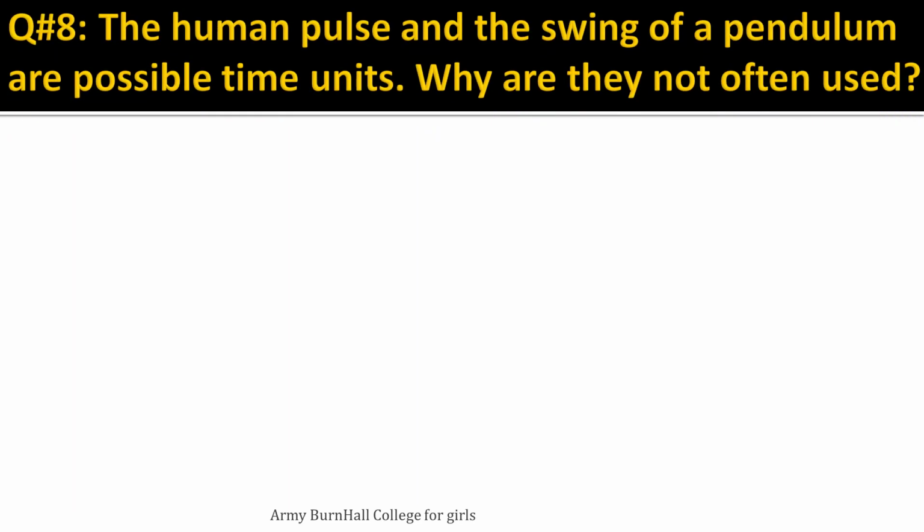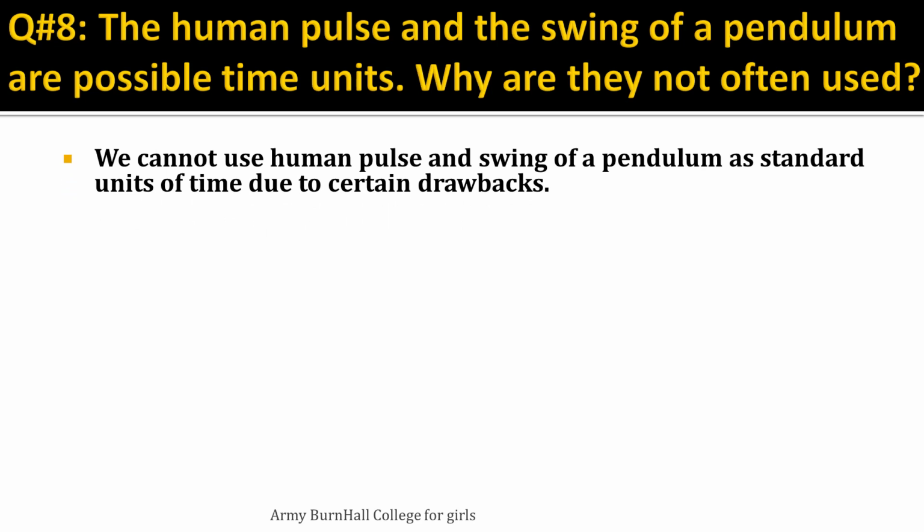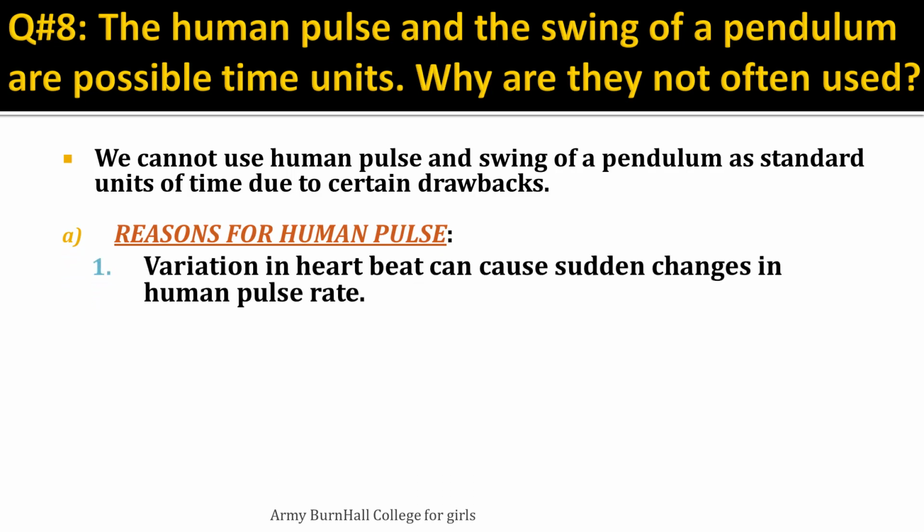Okay. Question number 8, the human pulse and the swing of a pendulum are possible time units. Why are they not often used? We can set these two things as time standard, but we are not doing so. What is the reason behind this? Because these, as standard units of time, have certain drawbacks, so we cannot use them as time standards. Reasons for human pulse: you can write down different reasons of your choice as well.